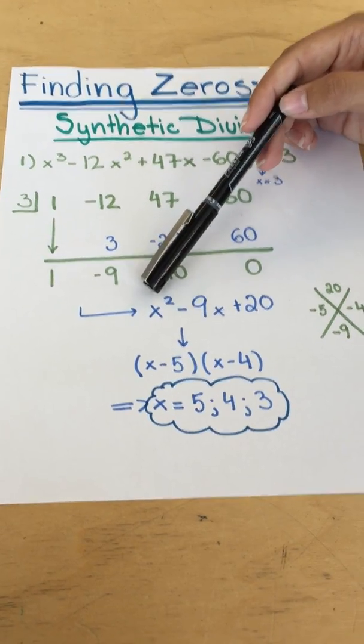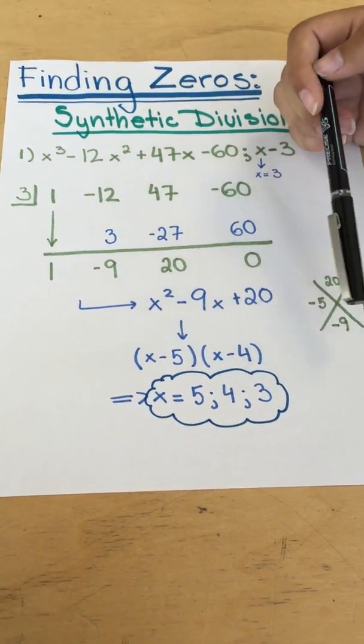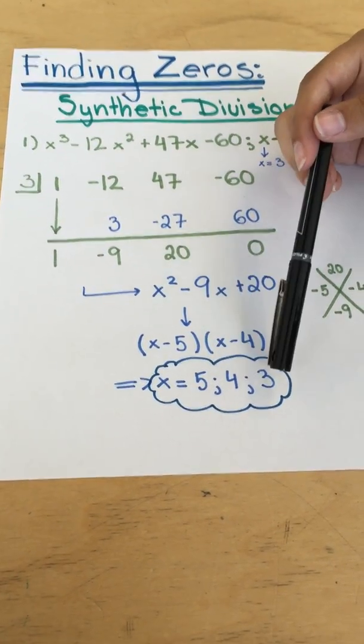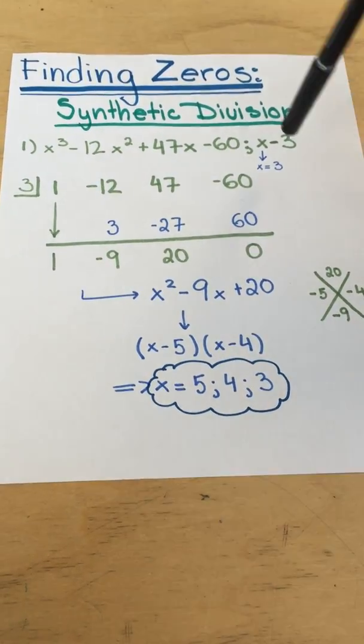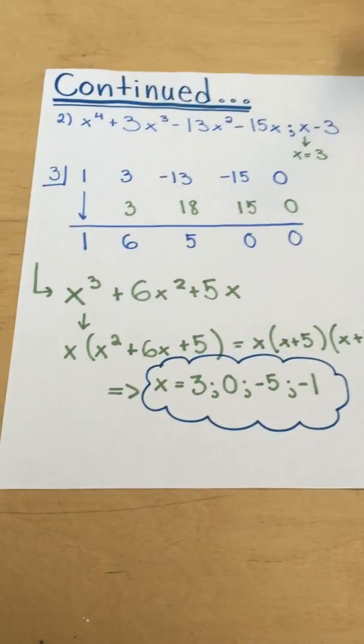And you get your coefficients, and you take off one power. So you get x squared minus 9x plus 20, and you factor that into x minus 5 and x minus 4. So your final answers are 5, 4, and you get 3 from the factor up top they give you. Here's one more to try. Use the same process.